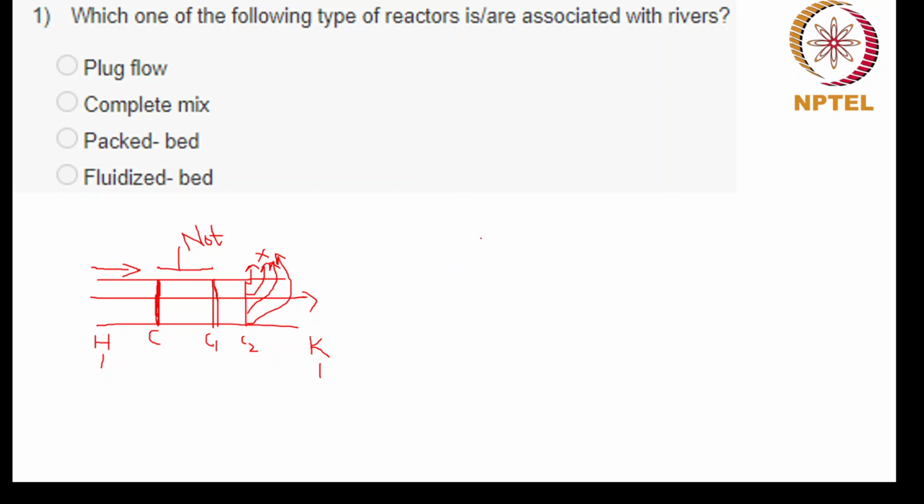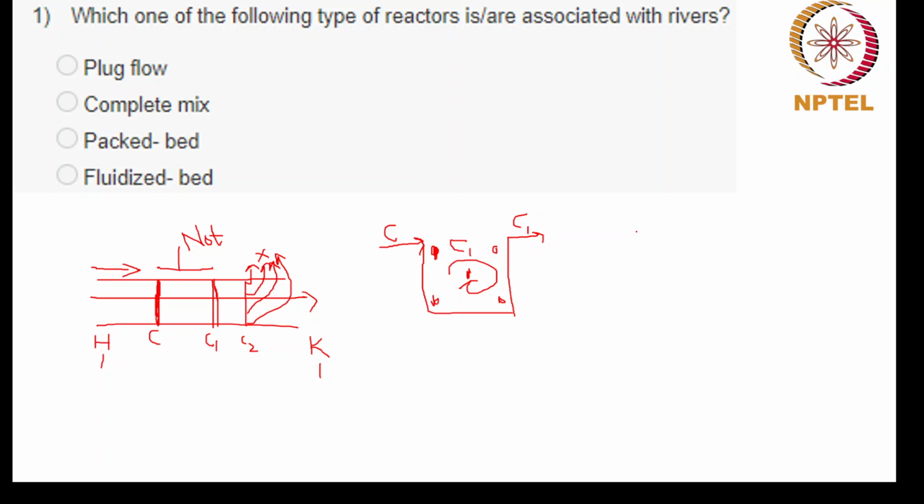The next reactor is completely mixed. As the name suggests, everything is completely mixed. Flow comes in from one direction and goes out on the other side. Whatever the concentration is at this point will be similar at every other point inside. Whatever point you take, the concentration will be very similar. The incoming concentration was C, the concentration inside is C1, and the similar concentration C1 will go out. So this is completely mixed.